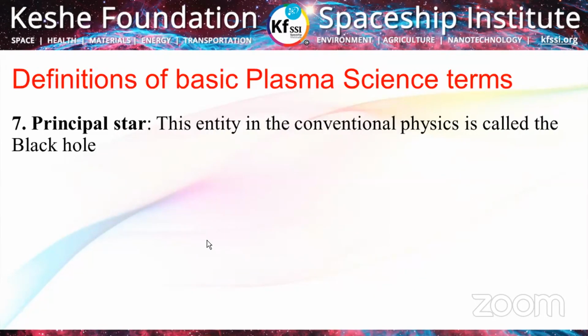So now we come to the principal star. This entity in conventional physics is called the black hole. Who knows the description of a black hole? What's a black hole? What is now known as a black hole?